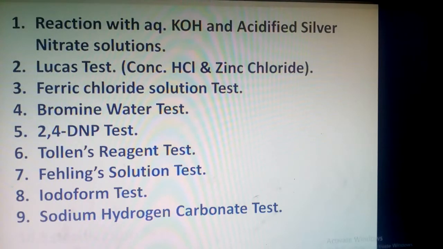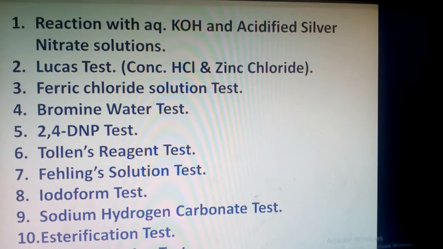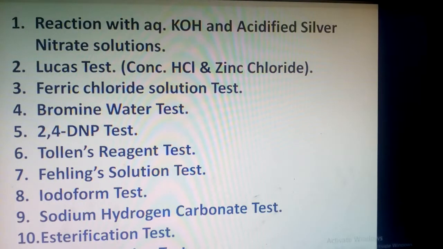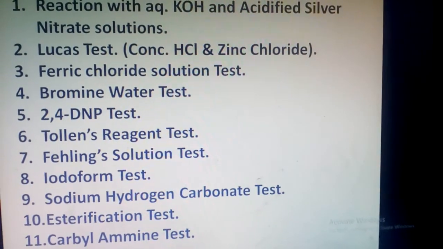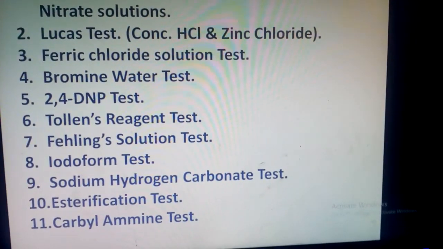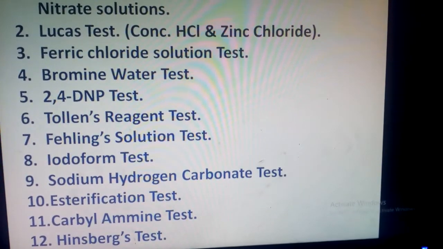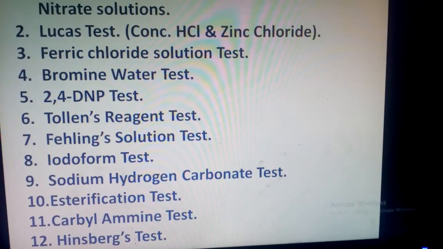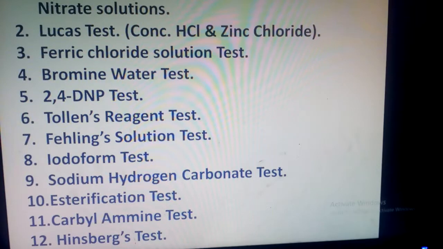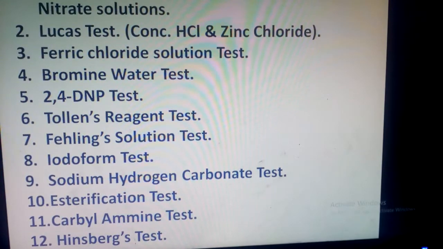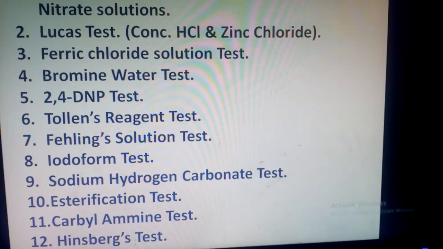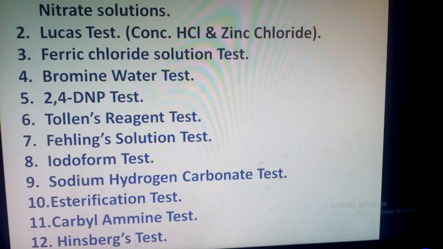The 10th test we will discuss is the esterification test, which can be used to distinguish alcohol from others as well as carboxylic acid from other functional groups. Then we have the carbylamine test, which can be used to identify primary amines from other compounds. Hinsberg test, which is used to distinguish between primary, secondary and tertiary amines. So these are the 12 tests we will discuss in the videos here.